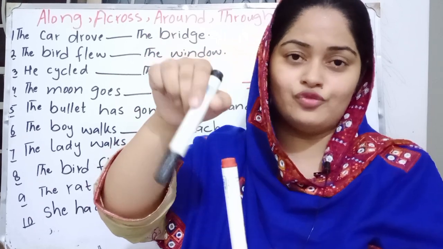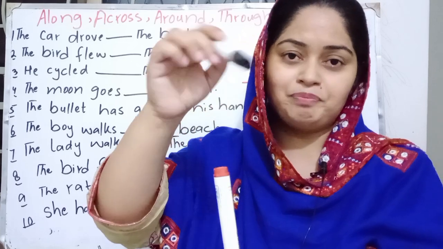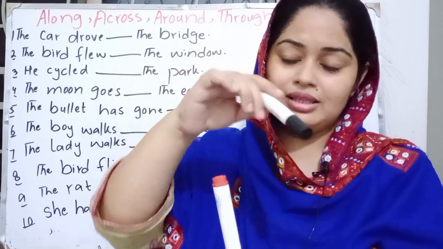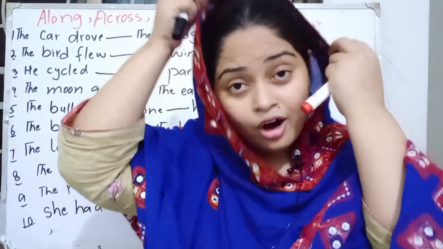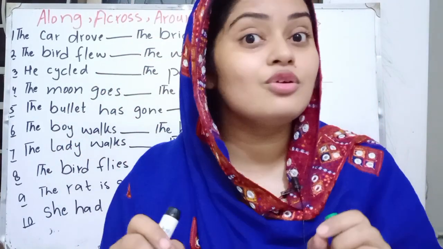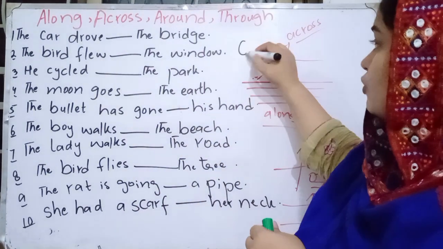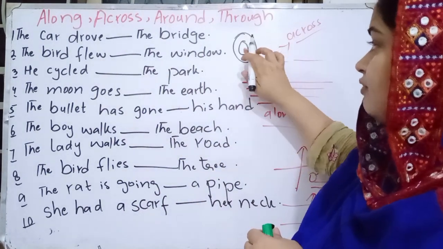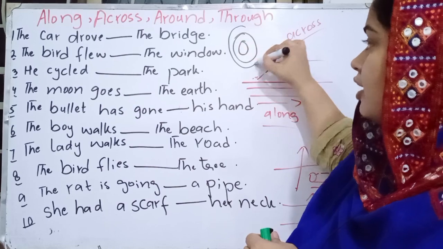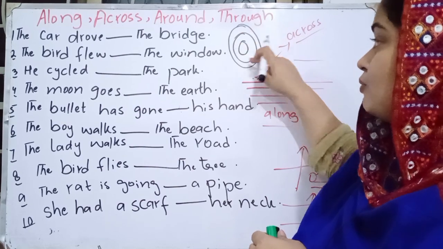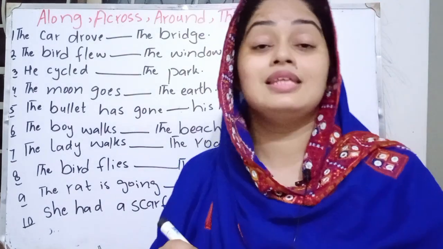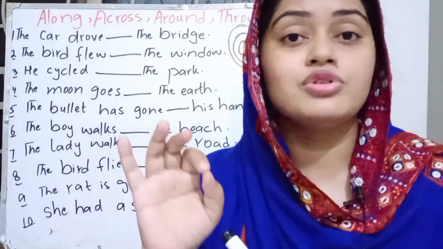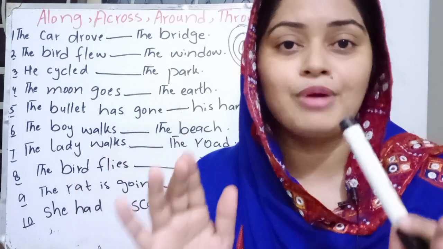The pen is moving around another pen. If this is the moon, the moon is moving around the earth. So the around movement shows the circular movement. If you are moving around something, if you are circling or surrounding something, this is called around movement, around preposition.